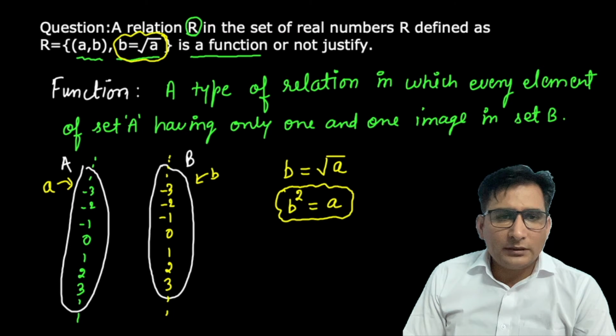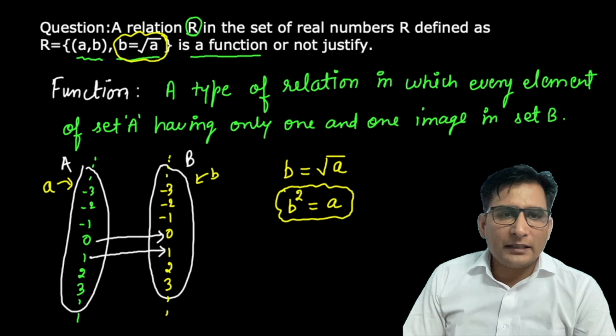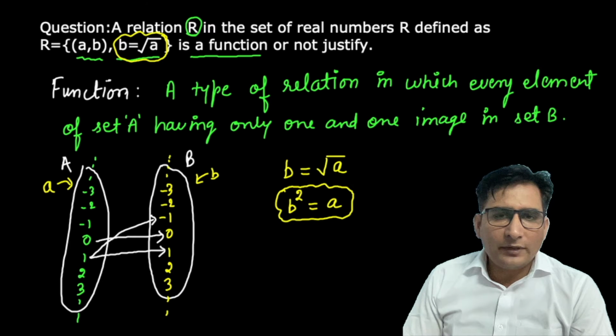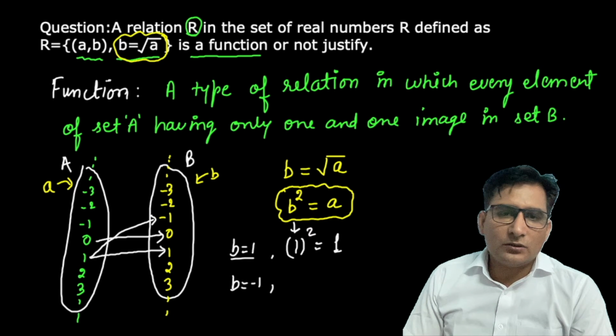Now suppose A is equal to 0. If A is 0, then what is the value of B? B is also 0. If A is 1, what is the value of B? If A is 1, B may be 1 or B may be -1 also. Now look at how it comes. If I put A equal to 1 in this expression, the condition is satisfied when B is equal to 1. In the first case B is equal to 1, and in the second case, if B is -1, it also satisfies the condition, since (-1) squared is equal to 1.